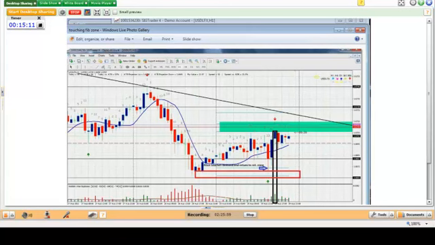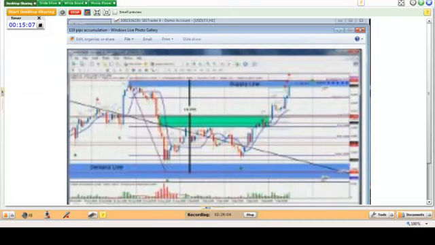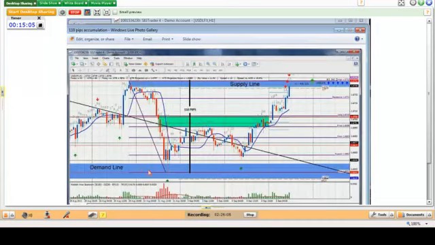Okay, here's something else I want to show you. Drawing your supply and demand lines. How do you draw these supply and demand lines? They're not support and resistance lines. Understand that support and resistance is different. This one you would call support. No, not that area. This is what we call resistance.